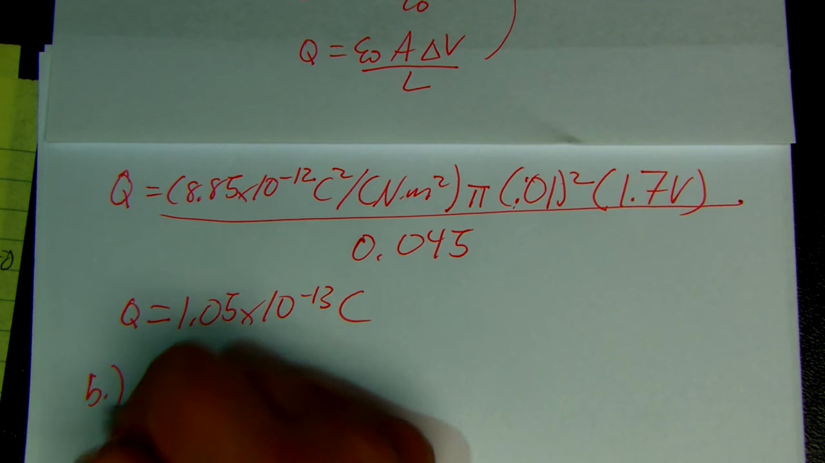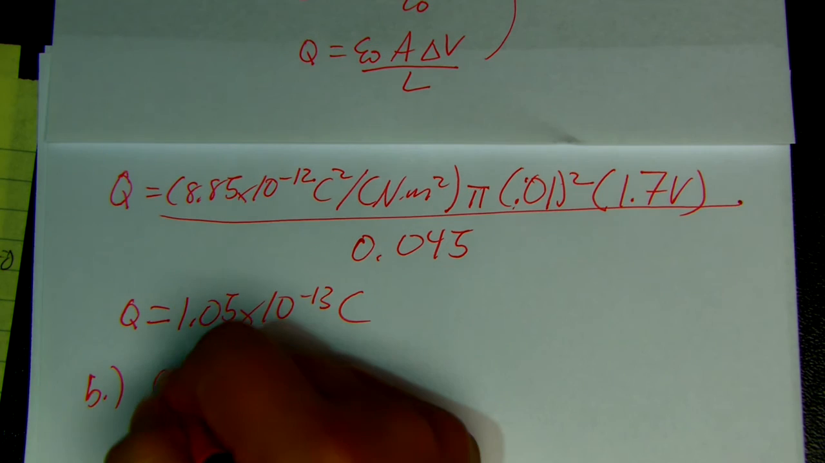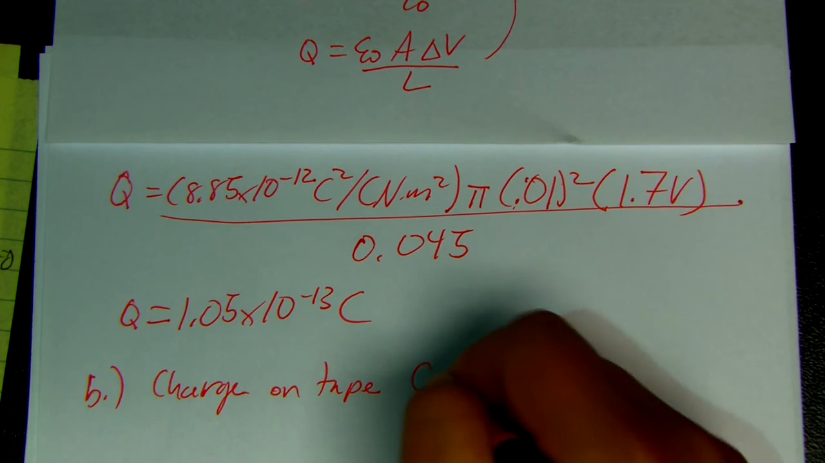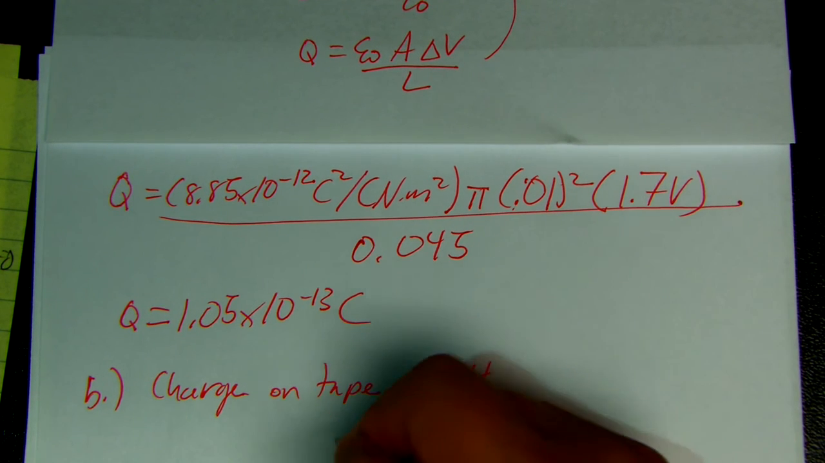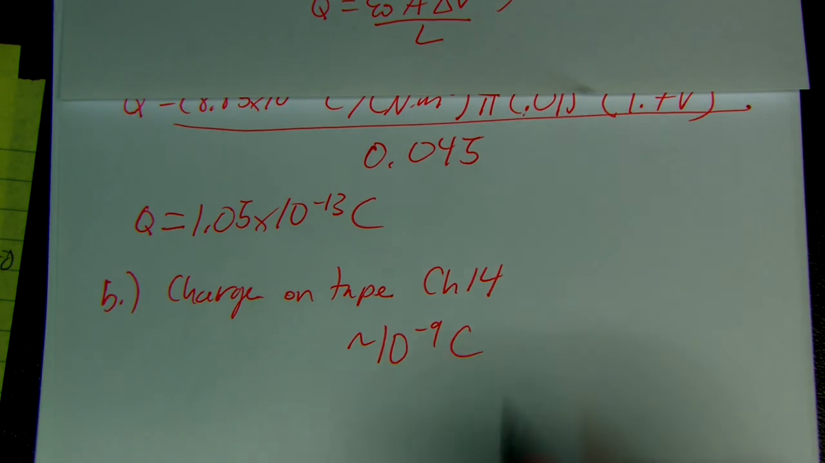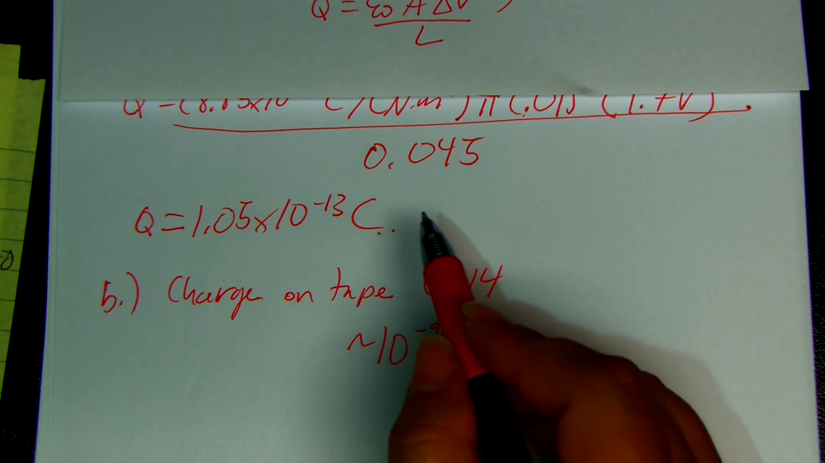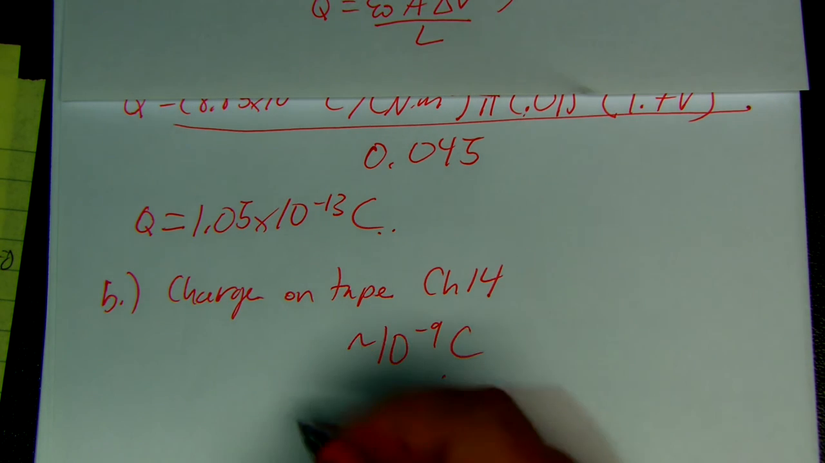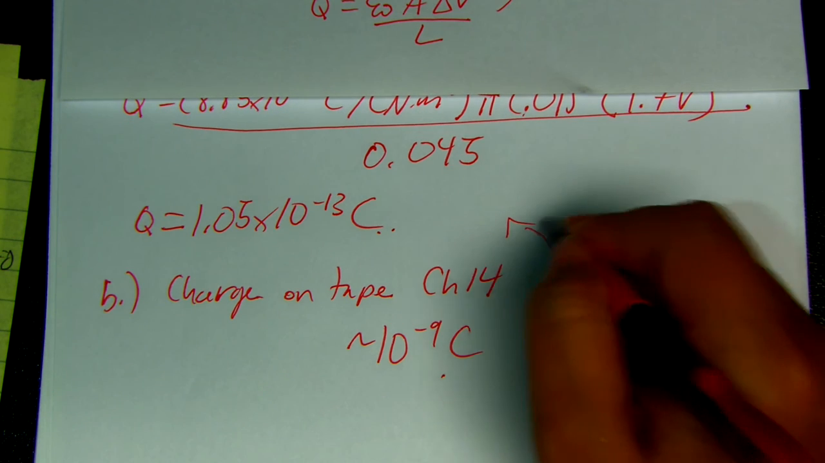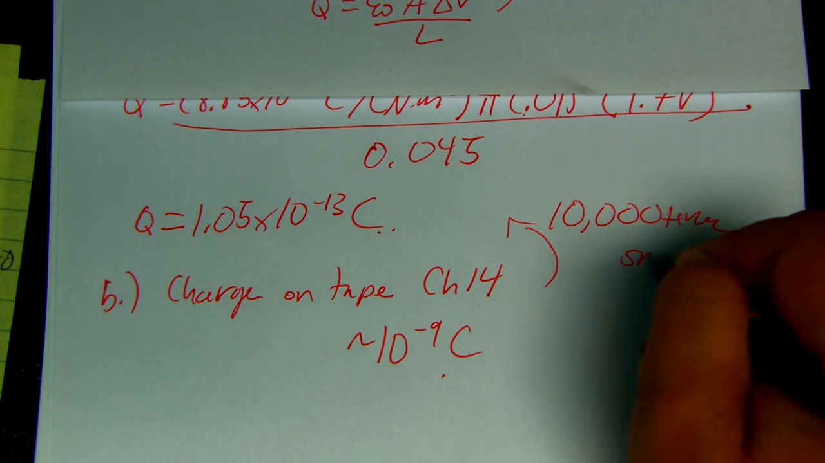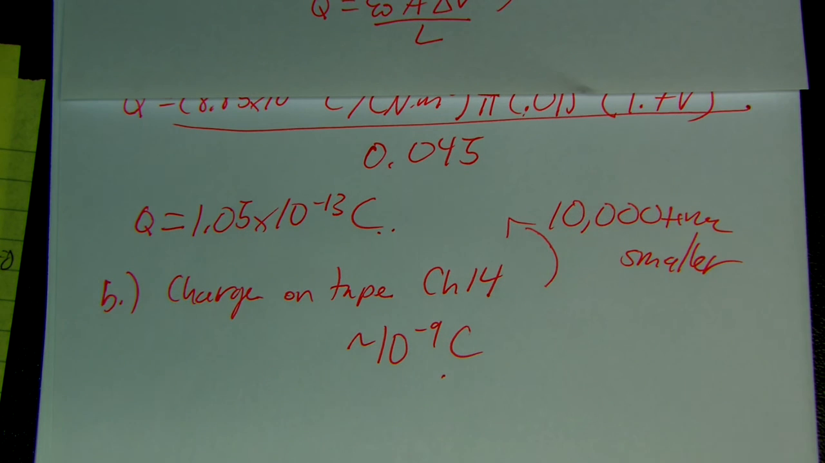Now we're asked to compare that to the charge of a tape. So charge on tape, we estimated in chapter 14 to be approximately 10 to the minus 9 coulombs. And we can see that that charge on that positive plate is very, very tiny, even compared to the charge on a tape. So this is about 10,000 times smaller than the charge on a tape. So it doesn't really make any significant difference.